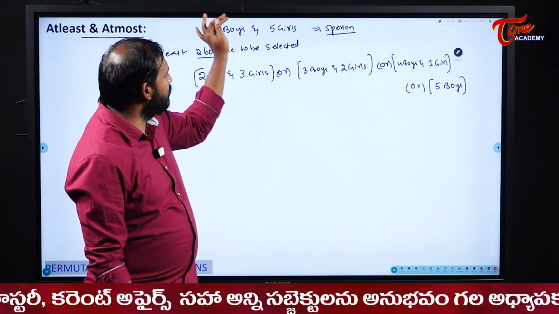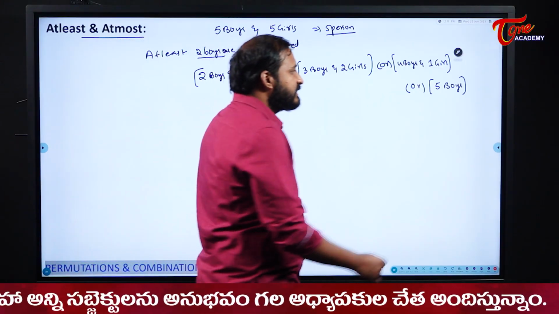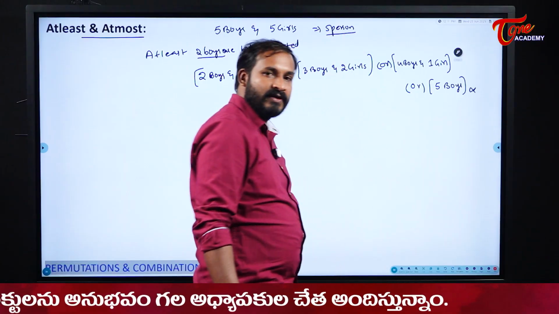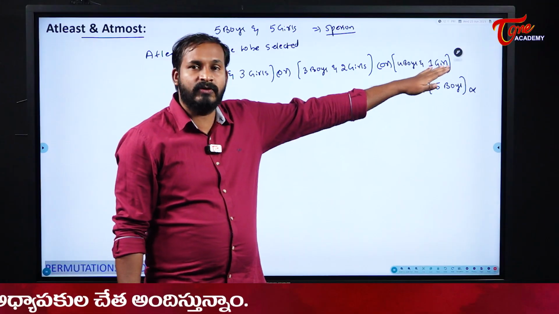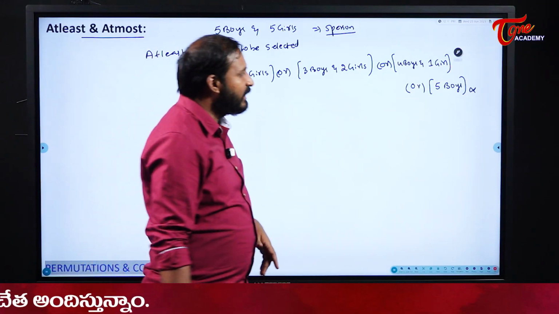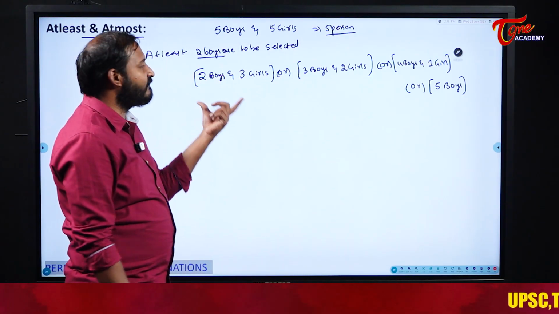For example, if there are only 4 boys available, this case of all 5 boys will not be there. Am I correct? Why? Because all 5 boys are not present. So at max I can go up to 4 boys and 1 girl. But here they are available, so I can take that one. Okay. This is the meaning of at least.